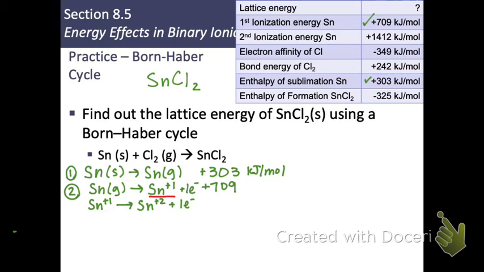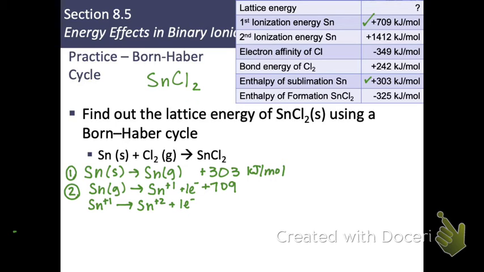Mm-hmm. Right? And here's our 2 electrons we're going to have to end up giving for each chlorine atom later. Because we've got 2 chlorine atoms we're going to have to take care of later. Does that kind of make sense? Law of conservation of mass says they're not going anywhere, right? We've got to rearrange things. So, all right, very good.